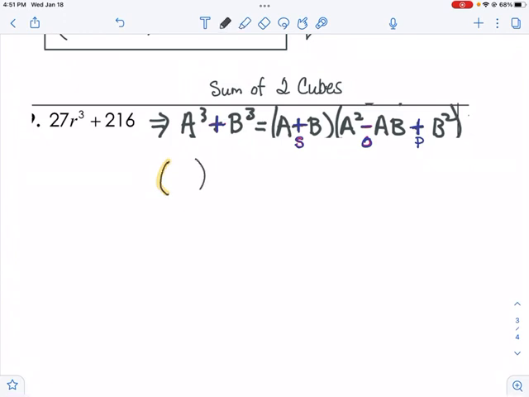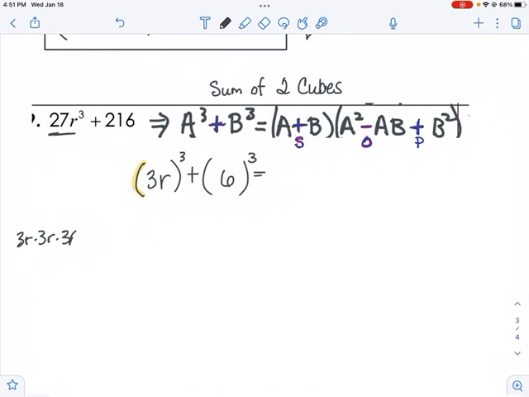there's the left-hand side. So I need to isolate. So I'm looking at the first term. So I've got 27r cubed. So that's going to be 3r cubed. Now think about that. When you cube that, you're going to get 3r times 3r times 3r. And then 216 is, of course, 6 cubed. So what I do is I'd say, well, my A here is 3R, and my B is 6.